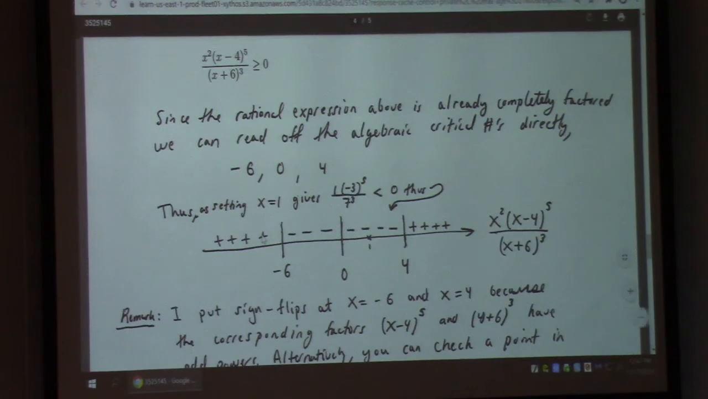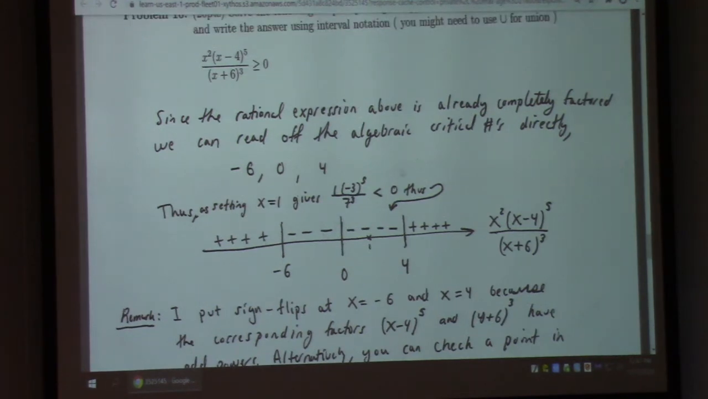I evaluated this expression at 1 because it was easy. And when I did that, I got something negative. So that's how I put the minuses in that region between 0 and 4. And then I used the sign flipping idea to go for the other subintervals. Of course, you could also just plug in 4 points, one from each representative region, to decide which is plus and which is minus in here, right? Any questions?